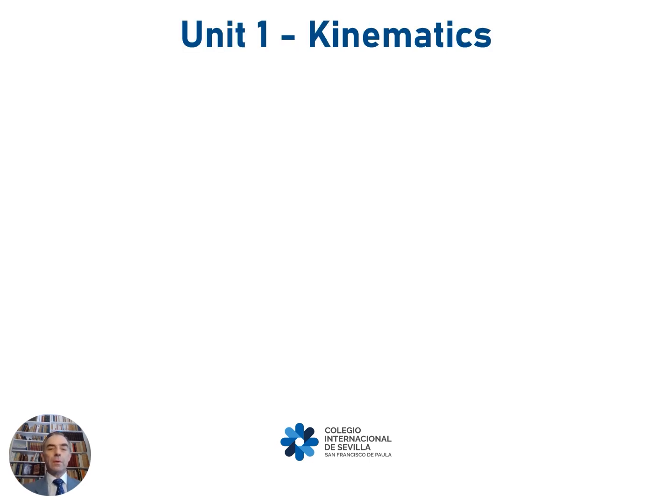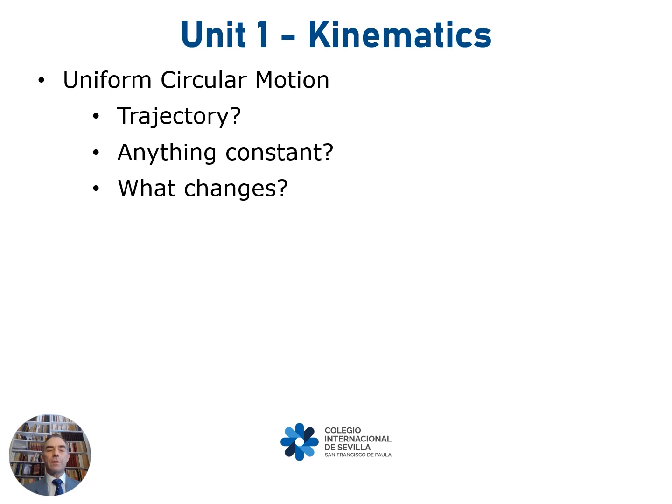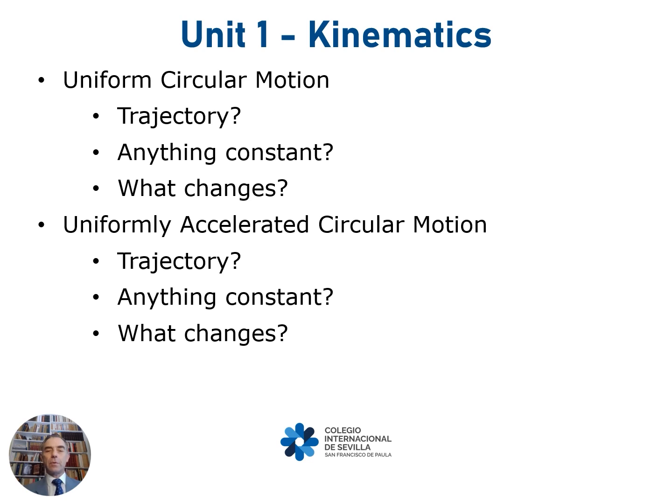Let's start thinking a moment about the different circular motions we can find. Uniform circular motion: what will be the shape of its trajectory? Do we think there will be anything constant? And if there is anything constant, what changes during this motion? And what about the uniformly accelerated circular motion? What shape will be the trajectory? Will there be anything constant during the motion? And what changes during that motion?